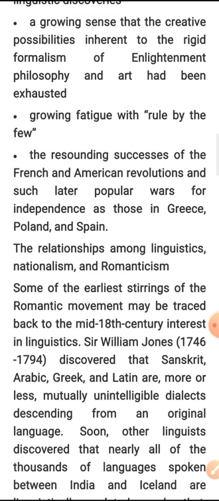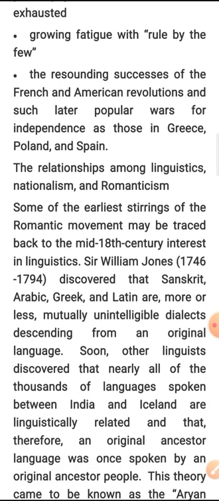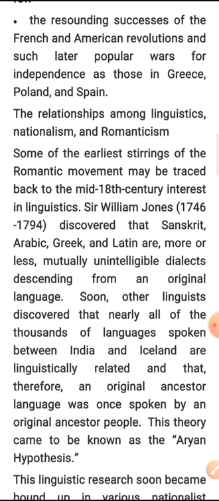Sir William Jones, 1746 to 1794, discovered that Sanskrit, Arabic, Greek, and Latin are more or less mutually unintelligible dialects descending from an original language. So William Jones considers Sanskrit, Arabic, Greek, and Latin as dialects from a single original language. Soon, other linguists discovered that nearly all of the dozens of languages spoken between India and Iceland are linguistically related, and that therefore an original ancestor language was once spoken by an original ancestor people. The theory came to be known as the Aryan hypothesis.